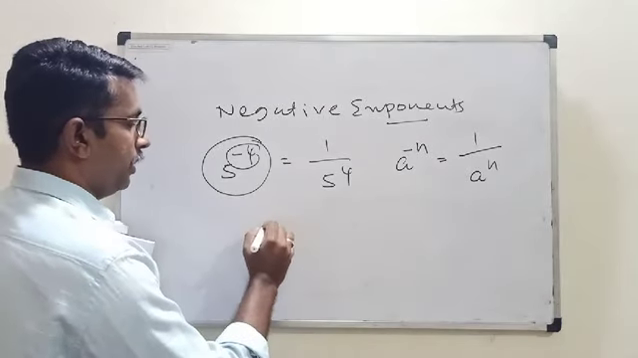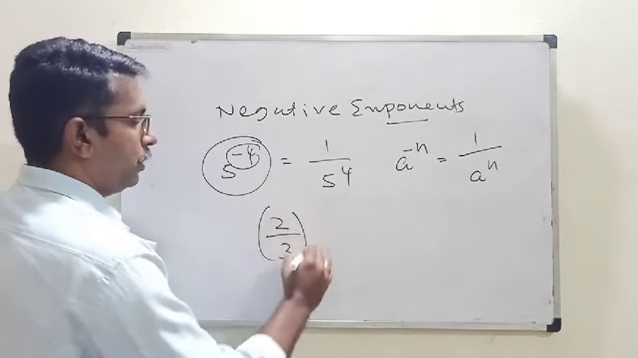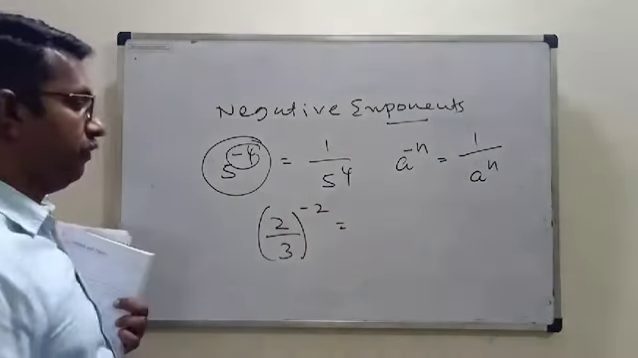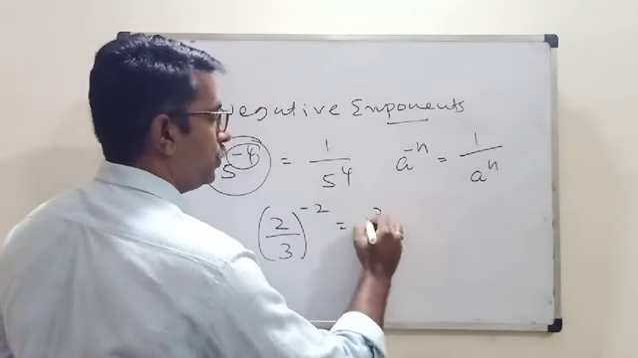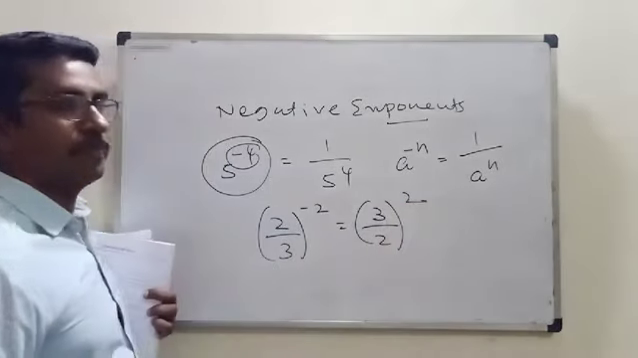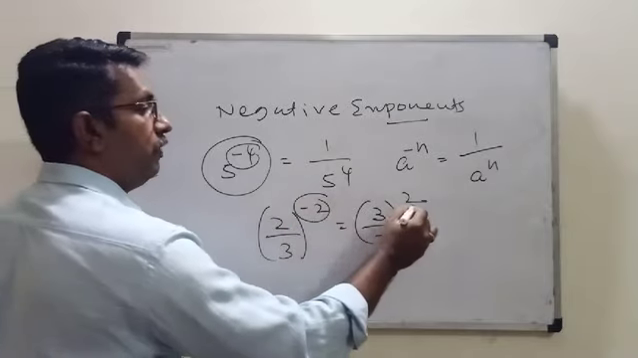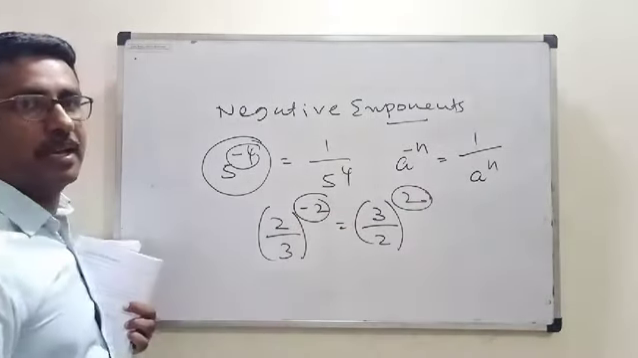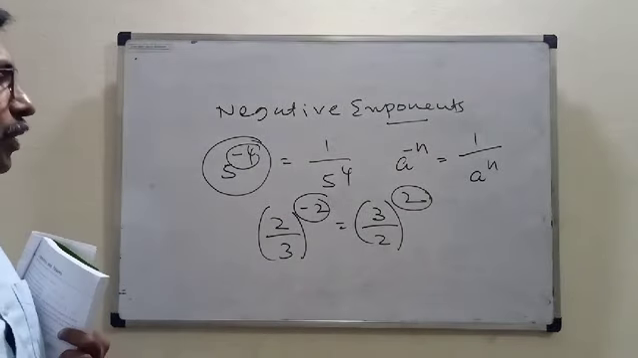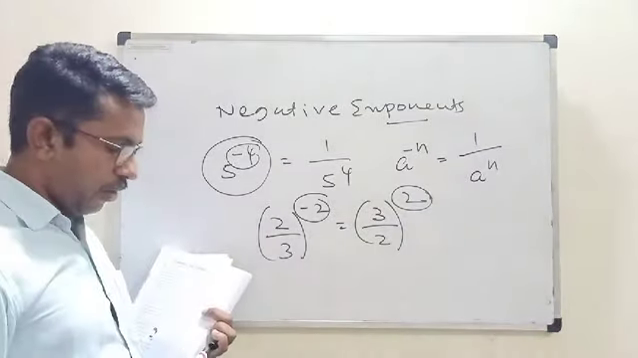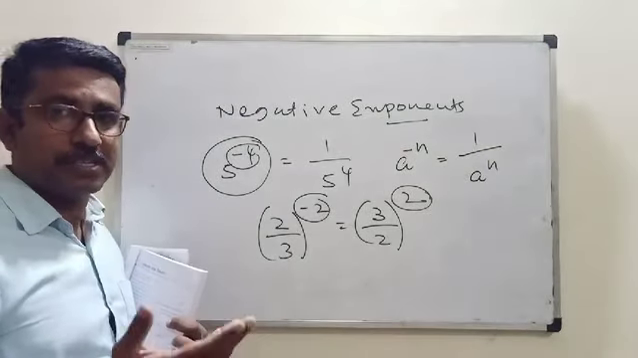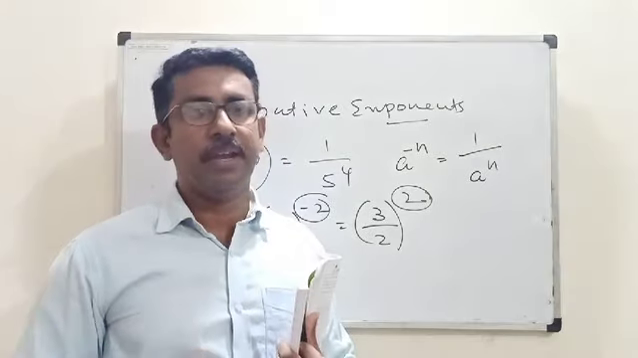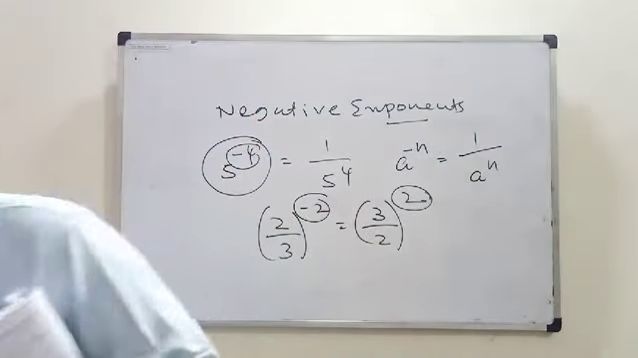One more is easy. 2 by 3 to the power minus 2. What is 2 by 3 to the power minus 2? Which is nothing but 3 by 2 to the power 2. This is a negative exponent. We wrote it as a positive exponent. So what to do here? You find the reciprocal of the number, or multiplicative inverse. In the previous chapter, we discussed about the multiplicative inverse, and I told you very clearly what are multiplicative inverse and all those things, isn't it?